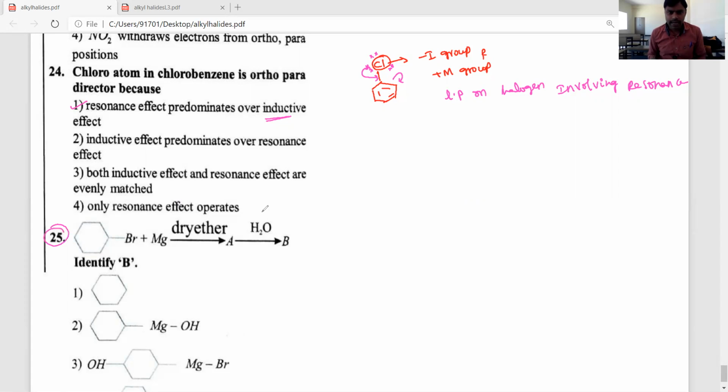Here, when alkyl halides react with magnesium metal in the presence of dry ether, they form RMgX, which is nothing but Grignard reagent.